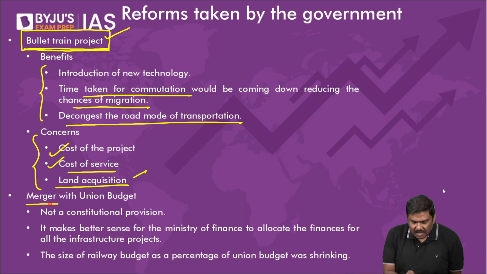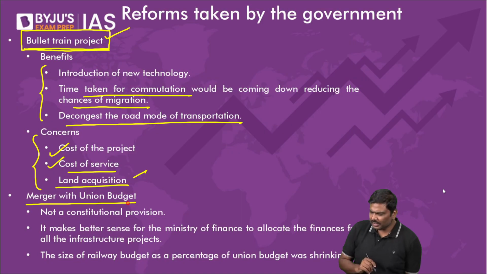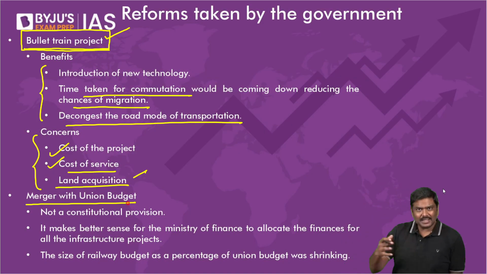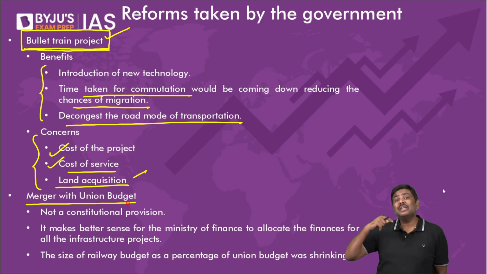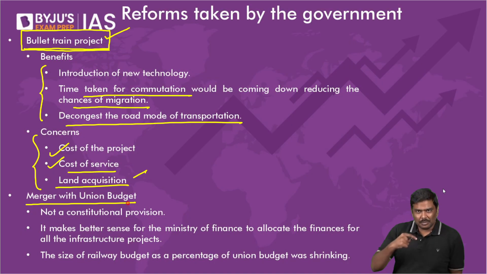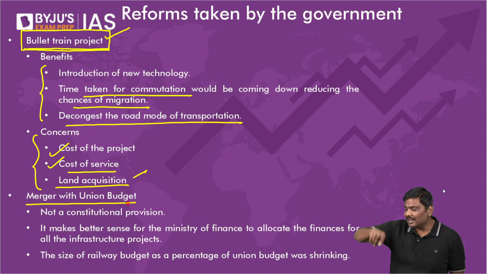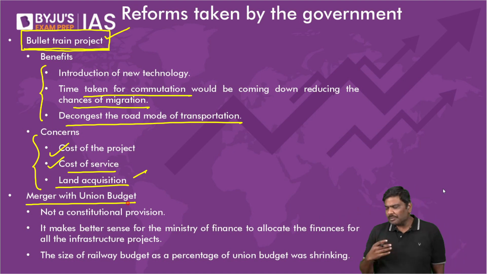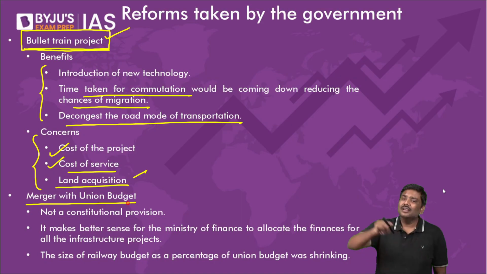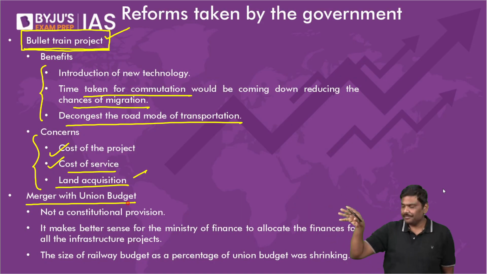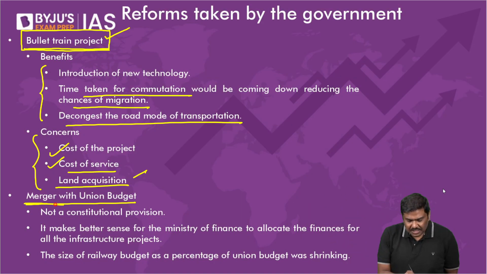Next one, merger with union budget. Someone says, but flight takes too much time due to being out of the city. Of course, yes, flight will take time, but I'm talking about the premium feeling that you will get by traveling in a flight compared to sitting in a bullet train. Some people will say, sir, but it takes a lot of time. Of course, yes. But that premium feeling you will not get in a bullet train or a train. Okay, done. So merger with union budget.